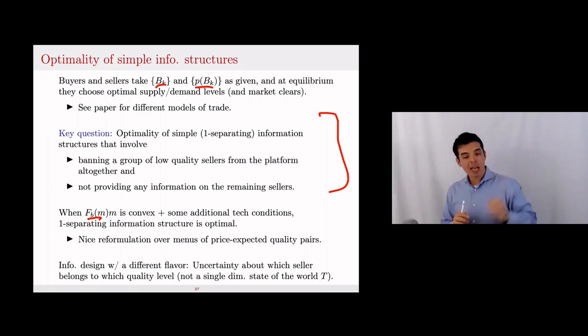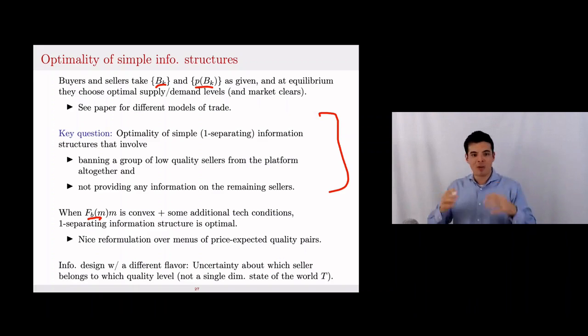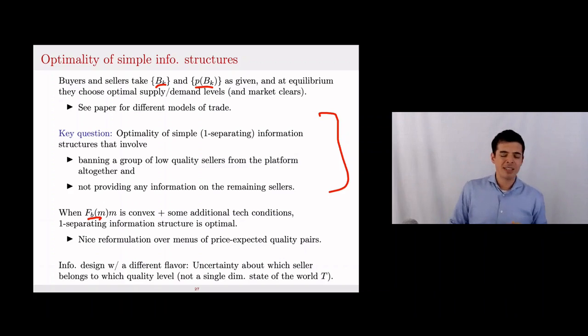We have uncertainty about some of the agents in the system, our sellers, and it is not commonly known what the qualities of each of the sellers are, and the platform reveals information about the quality level that each seller belongs to. So we do not have a single state of the world which is independent of our receivers. Really, the information that we are revealing is about some of the agents in the system. So in that sense, it is an information design problem with a different flavor, but similar ideas are still in play, and it is possible to explore the optimal information structures in this context as well.